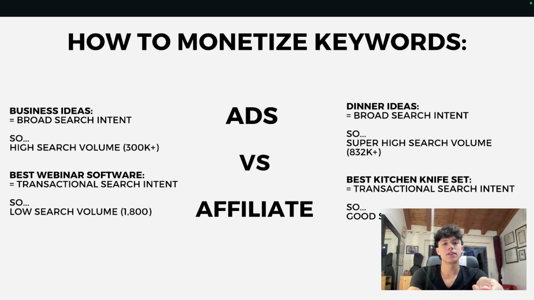So let's take dinner ideas. Dinner ideas has a really broad search intent, so it has a super high search volume. As we've stated, income based on ads is directly correlated with volume, so this is a lot better for ads revenue. Now if we look at best kitchen knife set, that equals a transactional search intent, because when you are looking for best kitchen knife set, you are most likely looking for something to buy, and most likely the best kitchen knife set out there. So it has a good search volume for affiliate links, but not a good enough search volume for ads revenue.